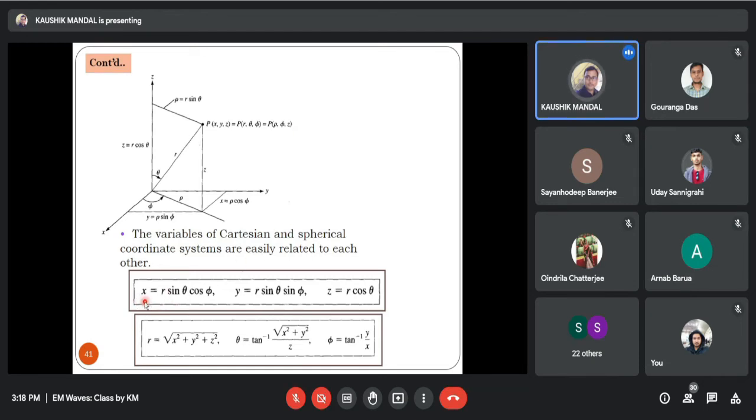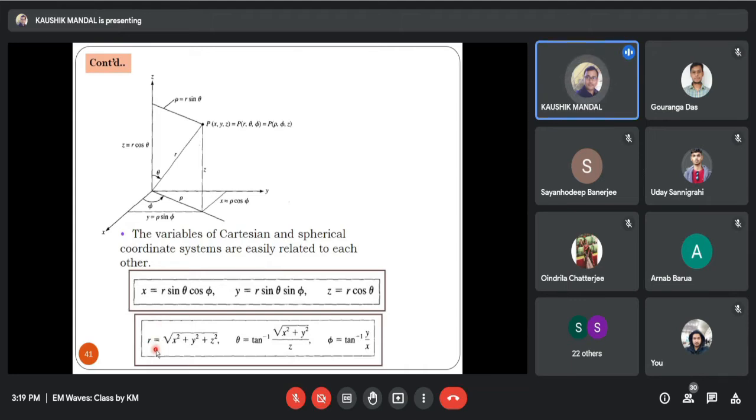As I have mentioned, what will be the value of x? X equal to rho cos phi. Rho means r sin theta, so it becomes r sin theta into cos phi. What will be y? Y equal to rho sin phi. Now in place of rho, we have to put r sin theta, so it becomes r sin theta sin phi. What about z? From this figure you can easily find out z equal to r cos theta. So by these equations, the variables of Cartesian and spherical coordinate systems are related.